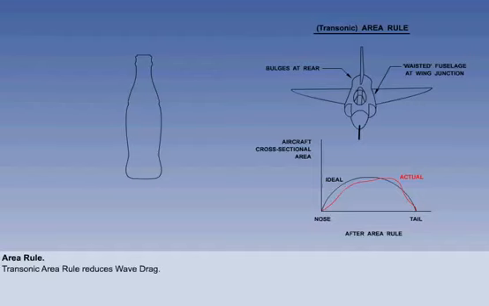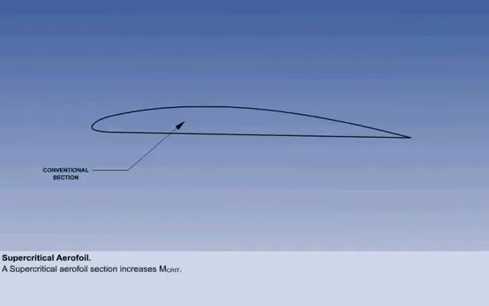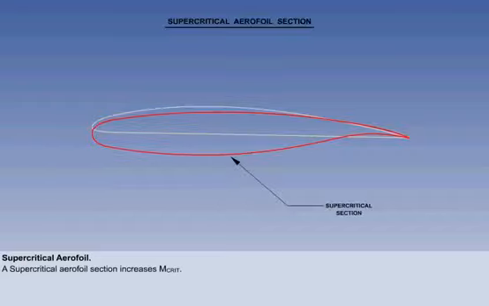A waisted fuselage resembles a conventional Coke bottle, and you may see references to Coke bottle shape in questions relating to area rule in the written exam. A common design element used to increase efficiency when operating in the transonic speed region is the supercritical aerofoil. A conventional aerofoil section is shown for comparison purposes. Here is a supercritical section.